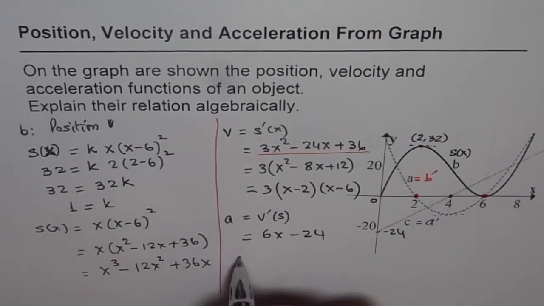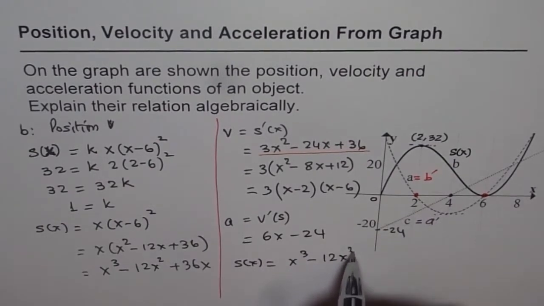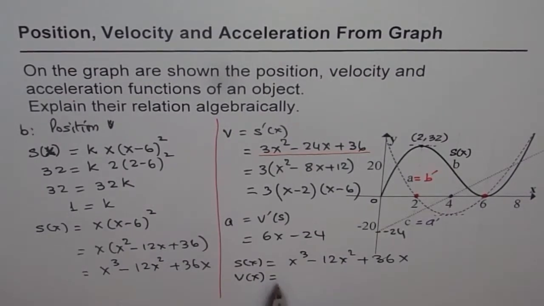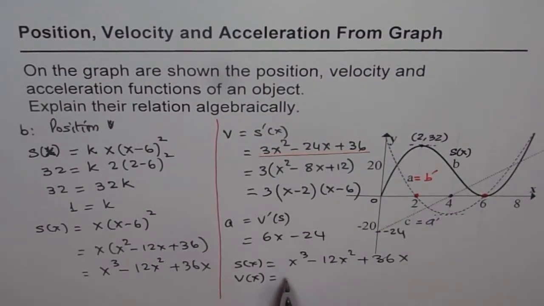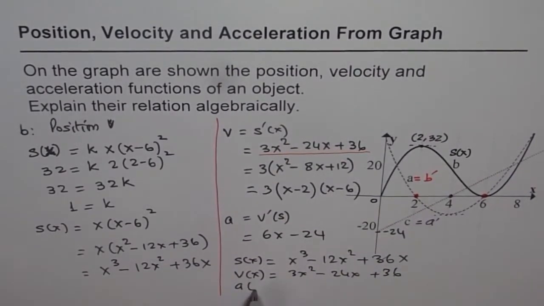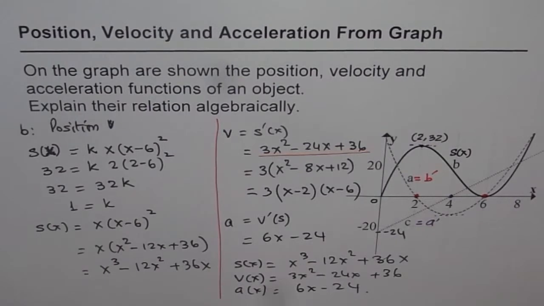So we get our equations, which are s of x equals x cubed minus 12x squared plus 36x. Velocity function is derivative of this, which is 3x squared minus 24x plus 36, and the acceleration is 6x minus 24. And the related graphs are already shown to you. I hope this exercise helps you to understand how we get equations from the graph, how they are related, and how to figure out which one belongs to which. I hope you appreciate it.